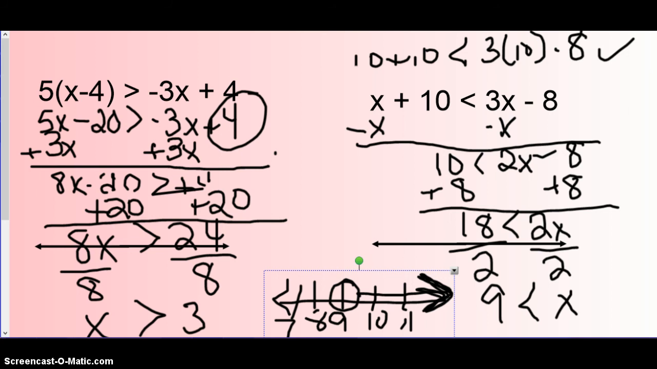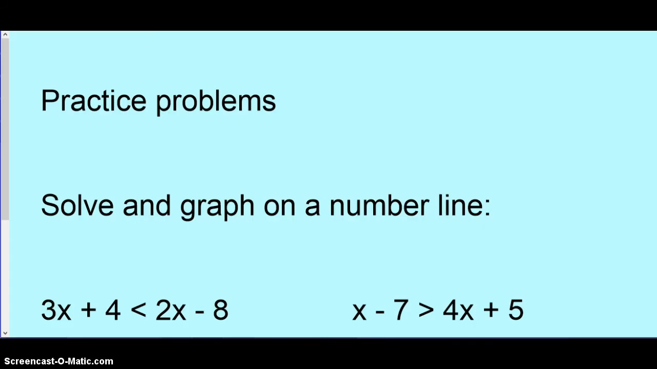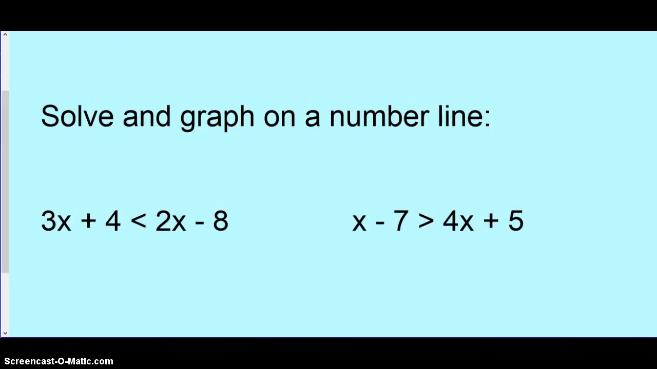What I'd like for you to do for class time is to do these practice problems, solve them and graph them on a number line, keeping in mind you want to get x by itself, and we will talk about these problems when you come back.